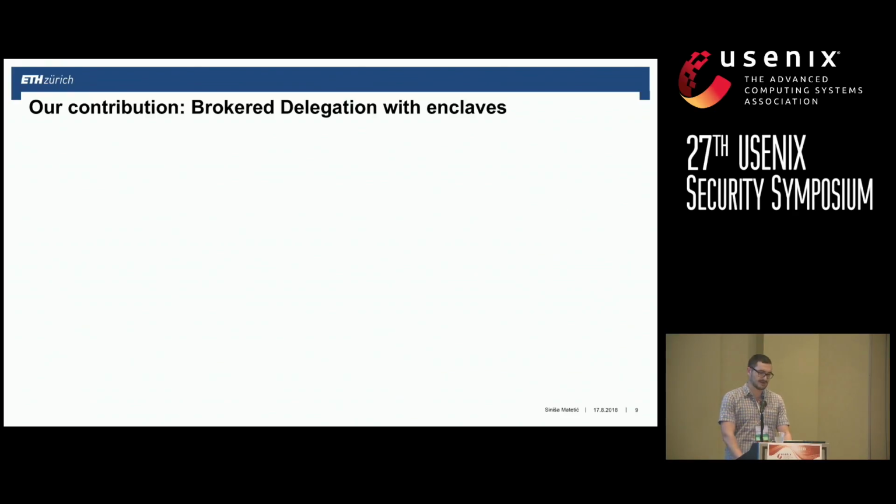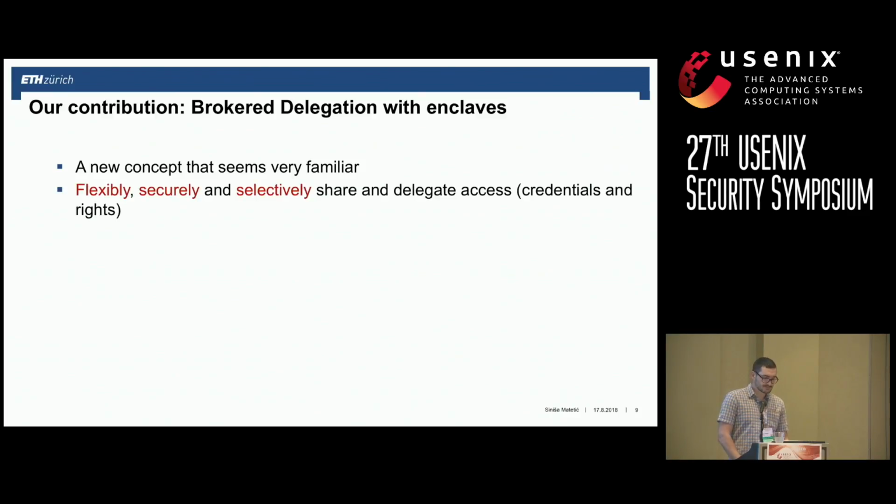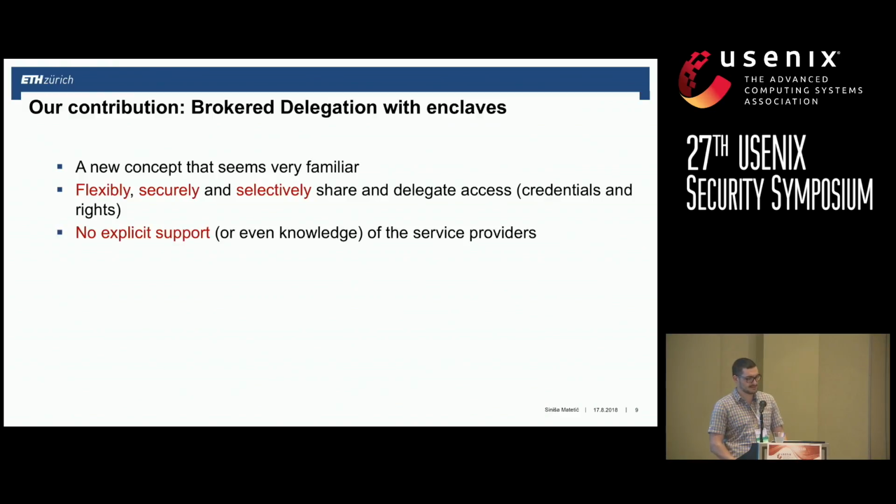So basically, if we go back to the title of the talk, we do brokered delegation with enclaves. The concept of delegation is familiar also in computer science and in general in life, and it sounds very familiar. But what brokered delegation with enclaves gives us is that it allows us to flexibly, securely, and selectively share and delegate access. So this can be access rights, credentials, anything that you own, you can delegate to a third party or another user. What is really important here, and that also makes one of the main distinctions from other delegation schemes, is that no explicit support or even knowledge is needed on the service provider side, which you actually use these services to delegate to other people.